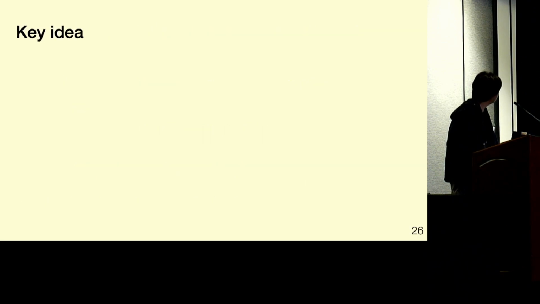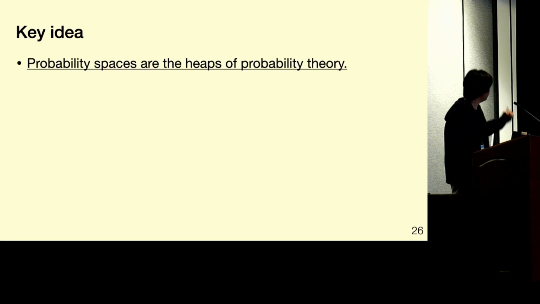Okay, so all of these benefits that I've just described basically follow from one single idea, and that's the key idea of this paper. So I'm going to get into some of the technical content of what that is. And that idea is that probability spaces, these objects from probability theory, are the heaps of probability. So what does that mean?